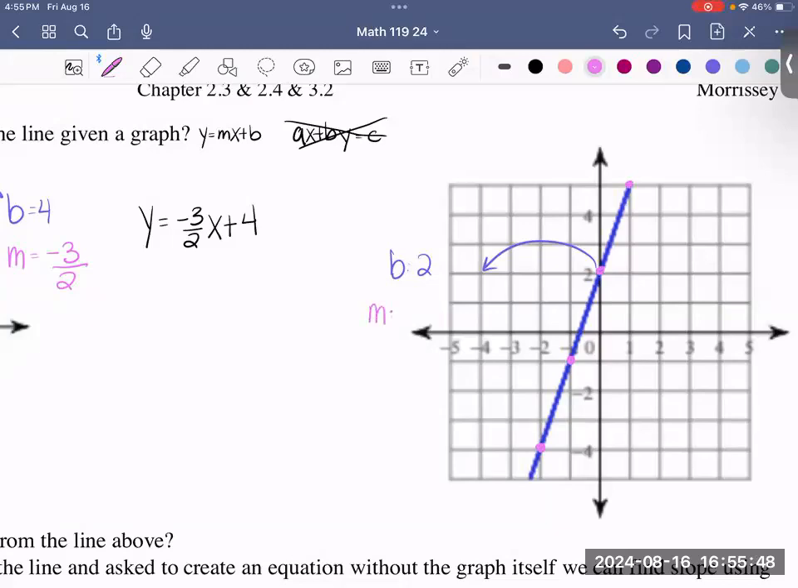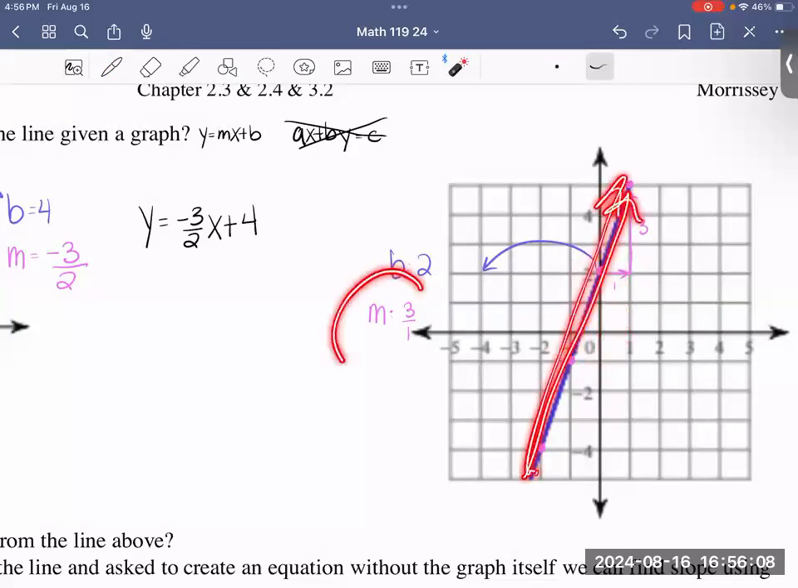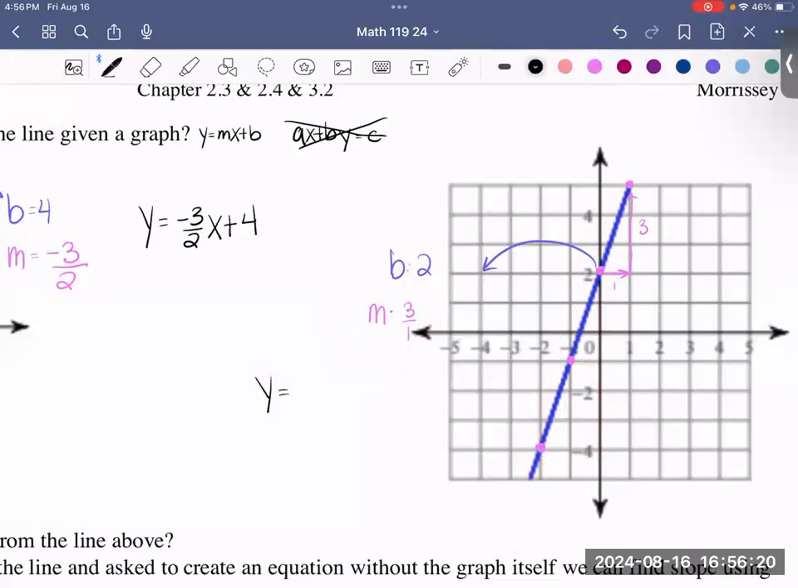And to go to the point, whether you go over 1 and up 1, 2, 3, so 3 over 1. To go in reverse, like if you went from this point to this point, you might be tempted to say we went down 3, but keep in mind your graph is rising, so your slope is going to be positive. So again, we go up 1, 2, 3 over 1. There we go. So again, y equals 3x plus 2.